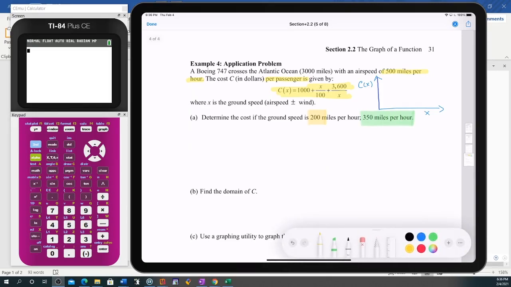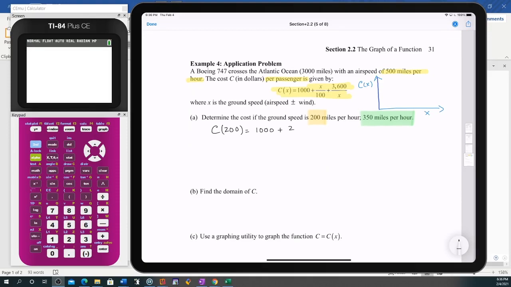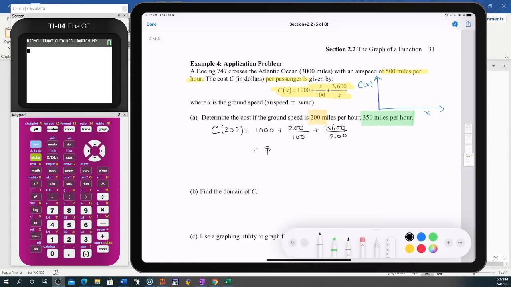So, it's technically asking you to find the value of the function. To find the cost for 200 miles per hour, you would just find what C of 200 is, and you'll be plugging in 200 in the place of x. So 1000 plus 200 divided by 100 plus 3600 divided by 200. You can plug this in your calculator, and whatever you get would be the cost for a ground speed of 200 miles per hour. The same thing you would repeat for 350.